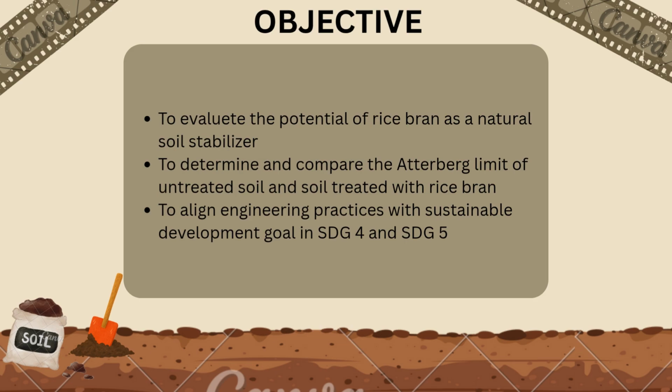The objective in this project is to evaluate the potential of rice bran as a natural soil stabilizer. Second, to determine and compare the Atterberg limits of untreated soil and the soil treated with rice bran. And the last one, to align engineering practice with sustainable development goals SDG 4 and SDG 5.